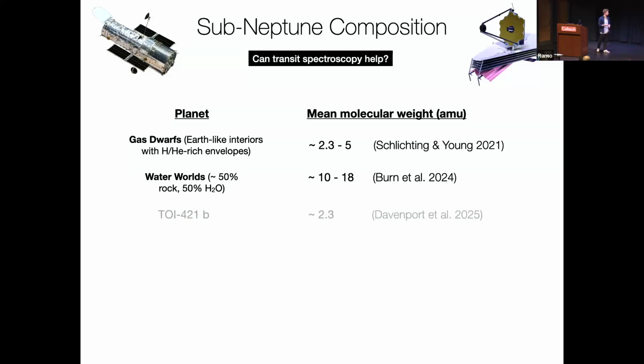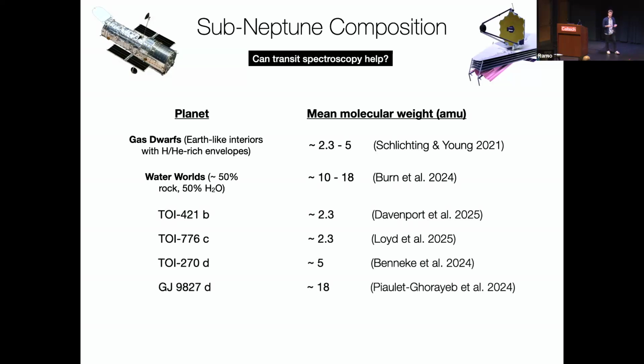I'm running a little bit low on time, so I'm just going to flash these up. Here are just a few examples of estimates of mean molecular weight from current observations. Apologies if I haven't shown your favorite inference of your favorite planet. But you see that the picture is not clear, right? We see a couple of points maybe in the gas dwarf scenario, but we also see planets like GJ 9827d, which seems to be consistent with the water world. So the question of can transit spectroscopy help us answer this question, I think the answer is currently not yet.